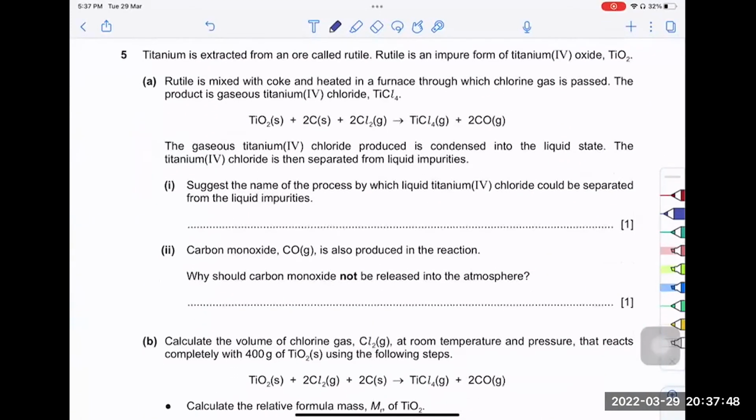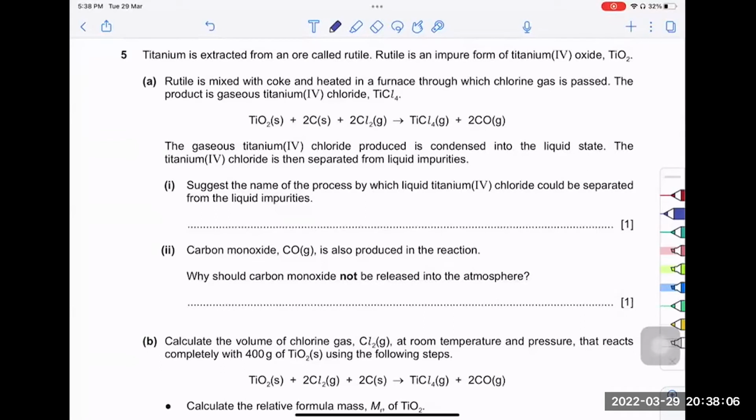Titanium is extracted from an ore called rutile. Rutile is an impure form of titanium 4 oxide. अब हमने कभी rutile को देखा नहीं, लेकिन हमें सारे क्वेश्चन आ जाएंगे इसके, अभी देख लेते हैं. Rutile is mixed with coke and heated in a furnace. Why are they doing this? Blast furnace का reaction क्यों कर रहे हैं? It's not blast furnace, just furnace.